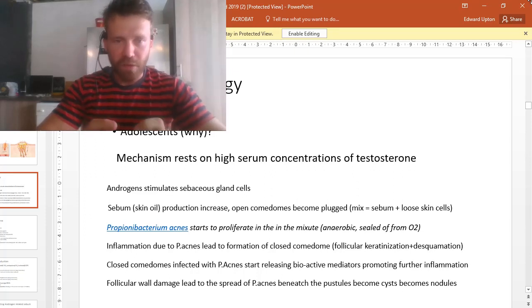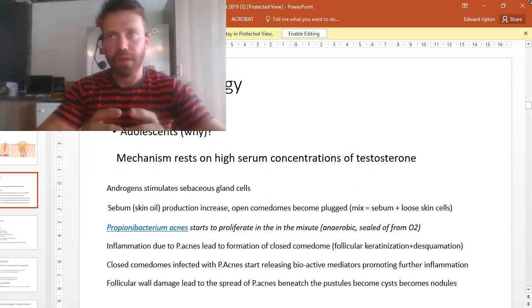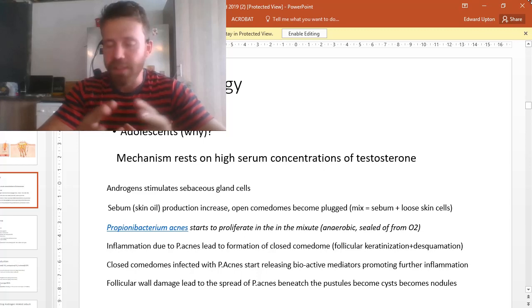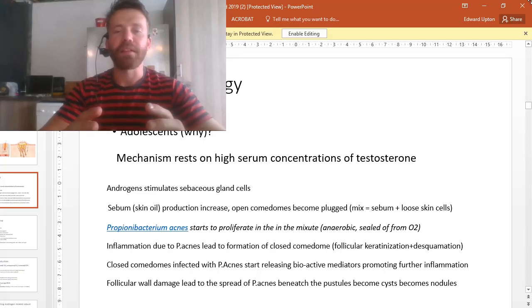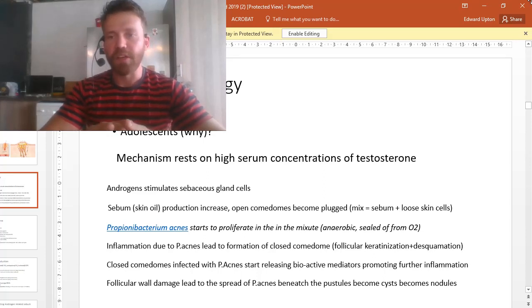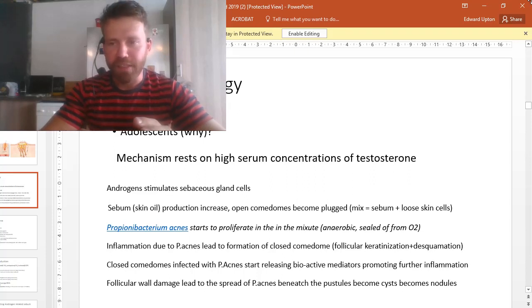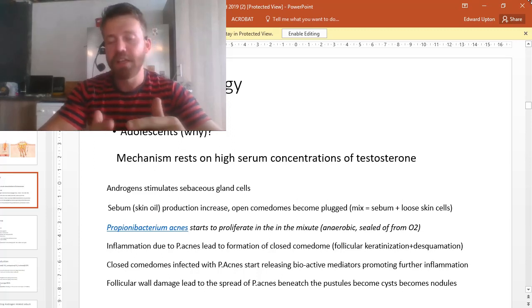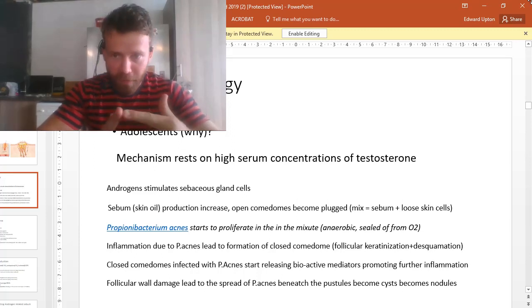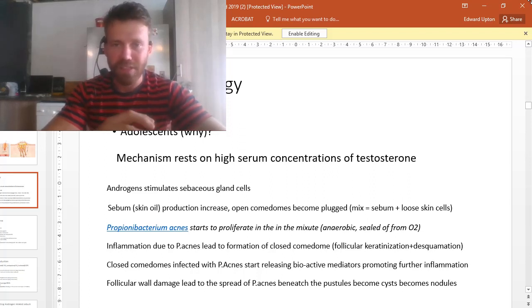And this growth of P. acnes itself leads to inflammation. So as the inflammation is happening, we get a closed comedone forming. So that abnormal follicular keratinization, the abnormal growth and shedding of the keratinocytes inside the follicle caused by inflammation, leads to a closed comedone forming. So just a whitehead, you can actually say.